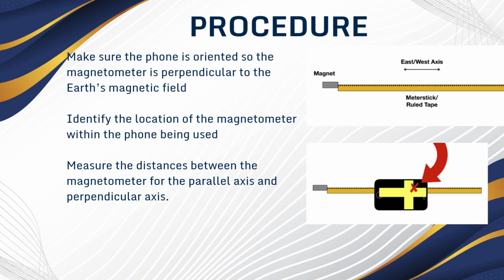The procedure used in this lab was we made sure the phone is oriented so the magnetometer is perpendicular to the Earth's magnetic field. We identified the location of the magnetometer within the phone being used. And we measured the distance between the magnetometer for the parallel axis and perpendicular axis. And as you can see, those are the pictures to the right of what was going on in the lab.